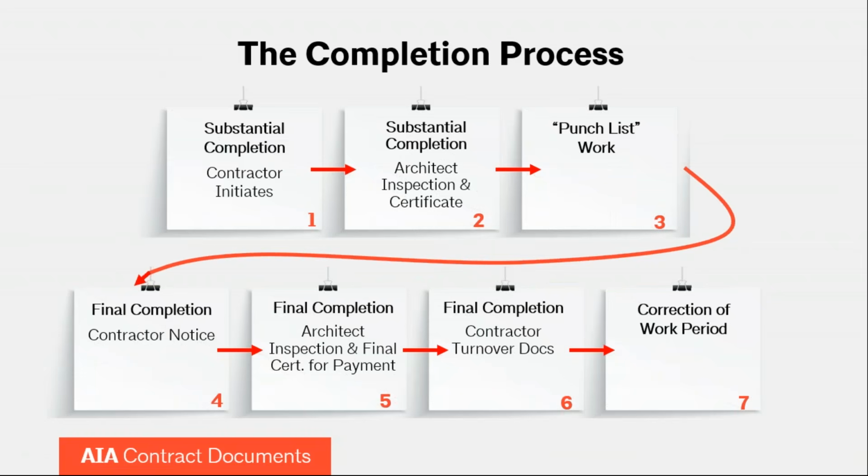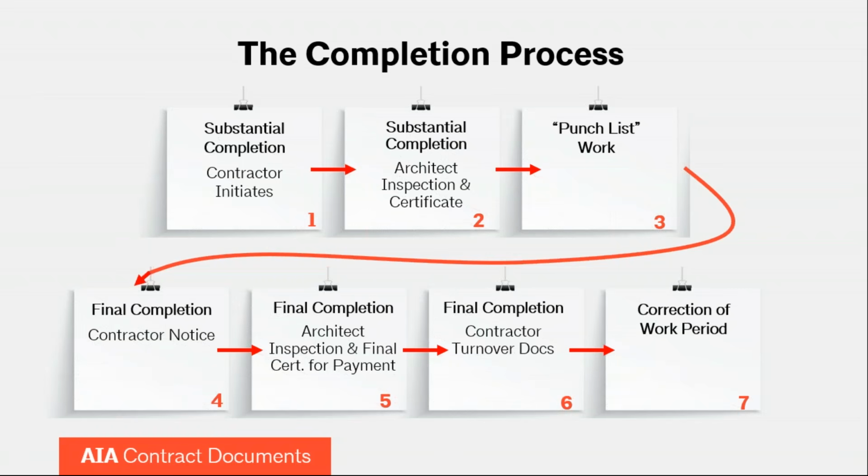Next is the completion process. There is a fairly detailed procedure for the contractor, architect, and the owner to all play a part in with regard to completion. It starts by the contractor initiating the process by giving notice to the architect that it has achieved substantial completion and has a list of work that still remains to be done. The architect then inspects and certifies substantial completion. There is a punch list of work remaining that the contractor is obligated to perform before achieving final completion.